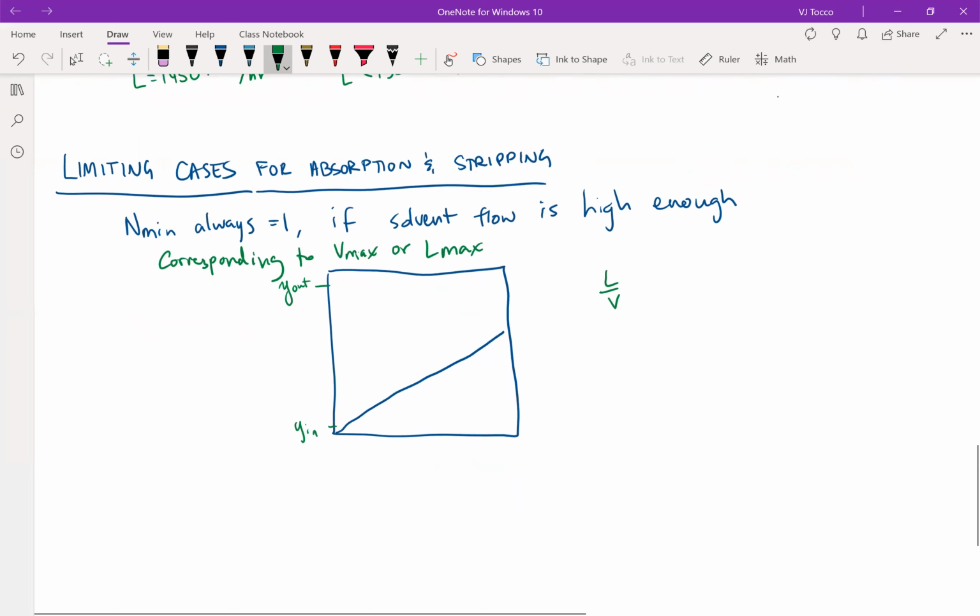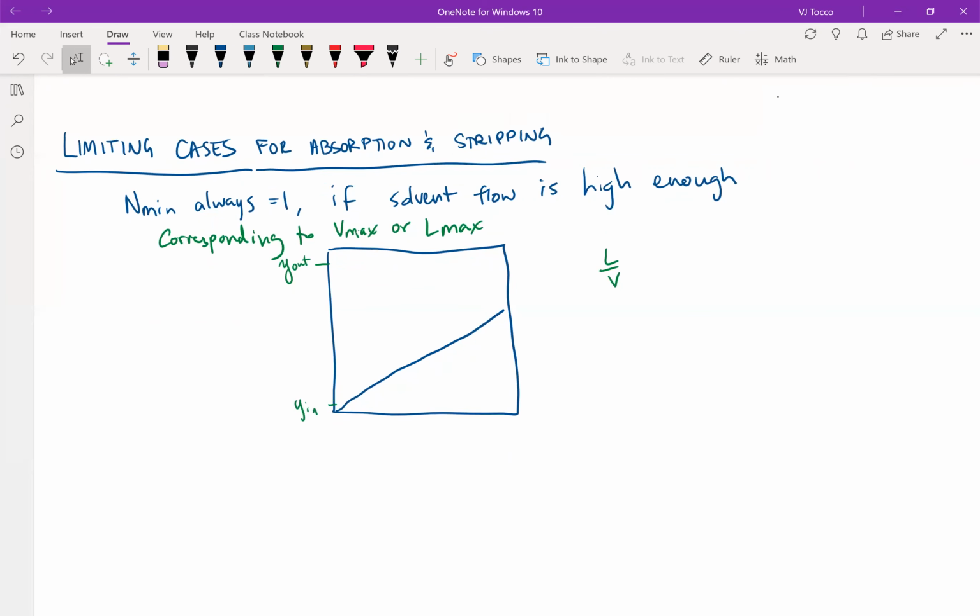All right, that's one limit. The other limit that we might want to figure out is what is the minimum solvent flow rate that we have to send. And this is actually the more interesting one. So this is what I'm talking about with the limit. What is the minimum amount of solvent that I need to send?